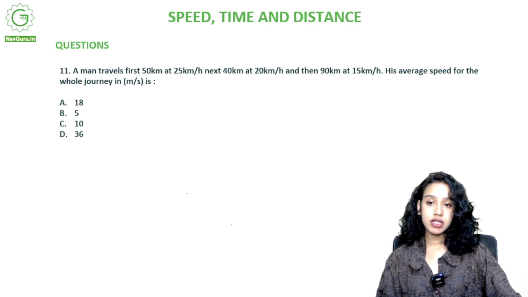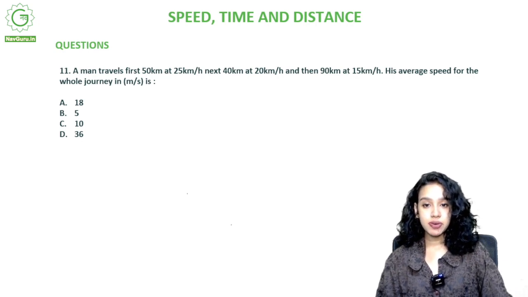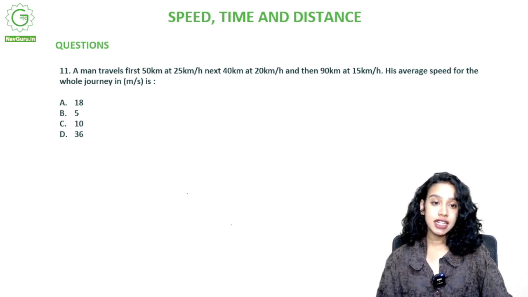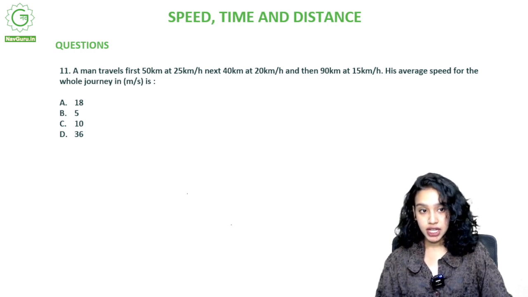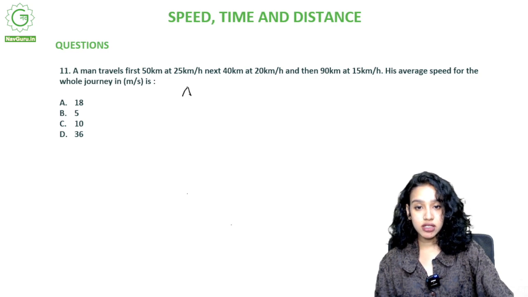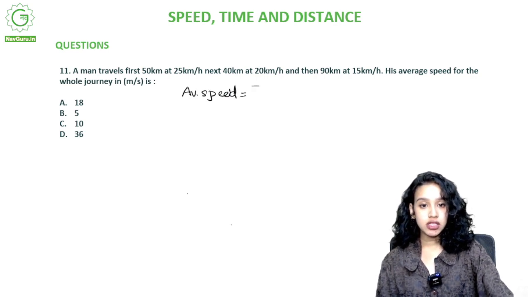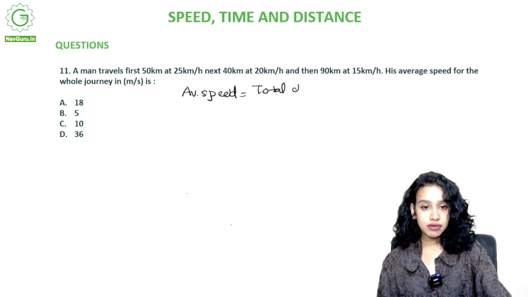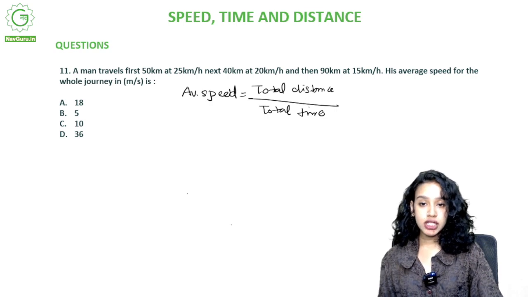Now let's move on to the next question. A man travels first 50 kilometers at 25 kilometer per hour, next 40 kilometers at 20 kilometer per hour, and then 90 kilometers at 15 kilometer per hour. His average speed for the whole journey is. So how do we find the average speed? The average speed is equal to the total distance traveled by the total time taken, right?